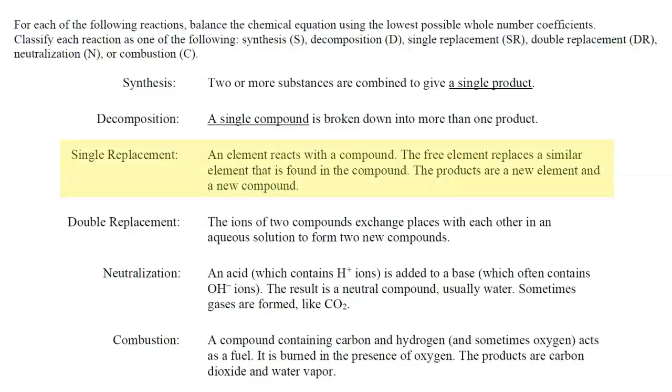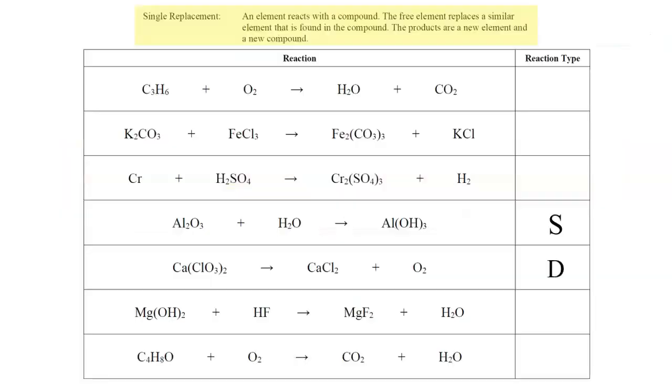Now, the next type of reaction is single replacement. In a single replacement reaction, an element reacts with a compound, and the products of the chemical reaction are a new element and a new compound. So what we are looking for in a chemical equation that would be classified as a single replacement reaction would be one element and one compound on each side of the equation.